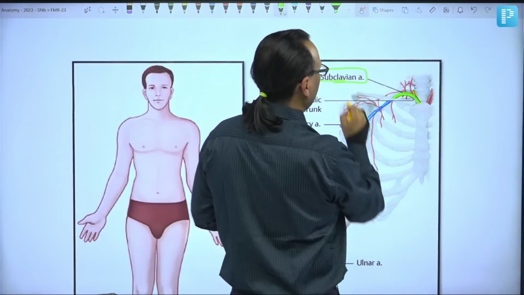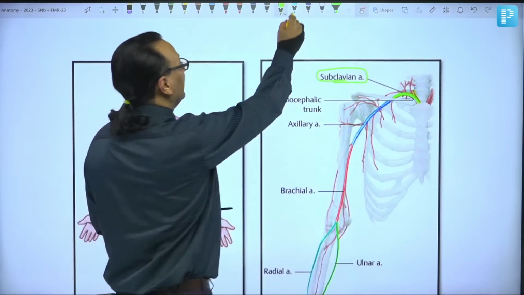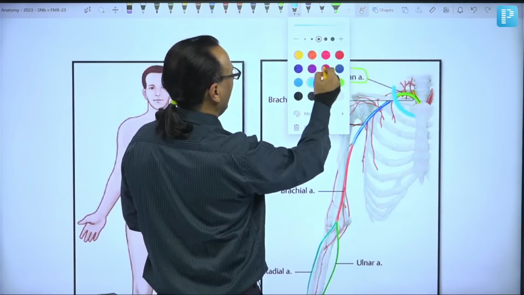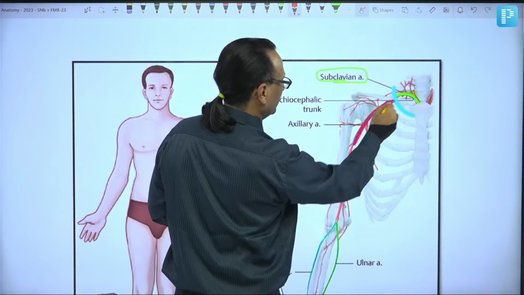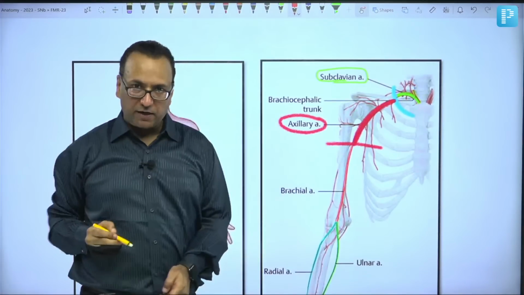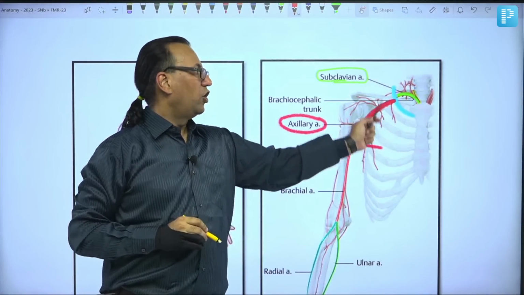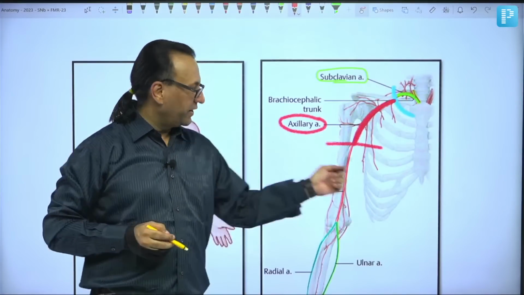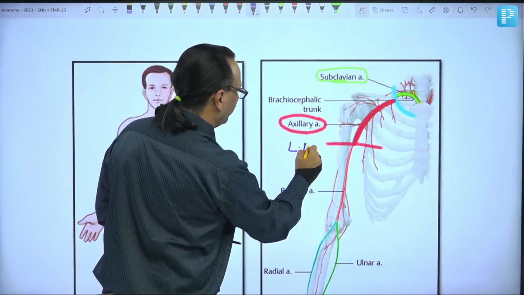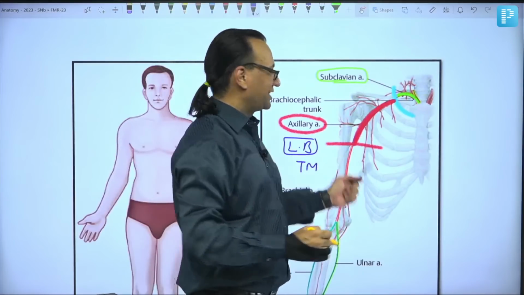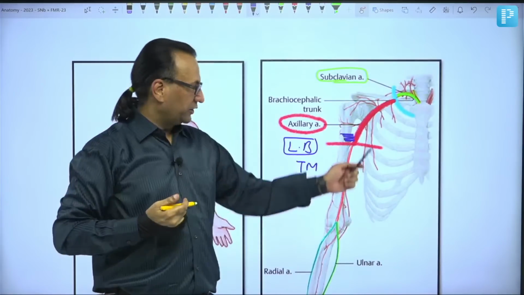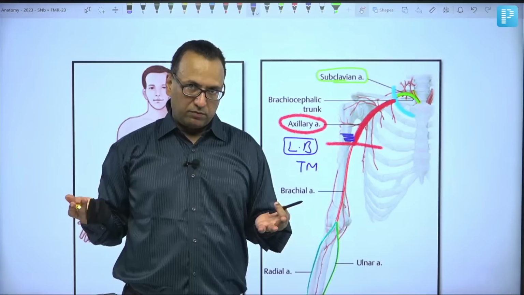Now this subclavian artery, as it crosses the outer border of the first rib, enters the axilla and becomes the axillary artery. So what is the extent of the axillary artery? It is in the axilla and begins at the outer border of the first rib. But where does it end? It is the lower border of teres major muscle, which attaches to the humerus. At the lower border of teres major, it will stop.